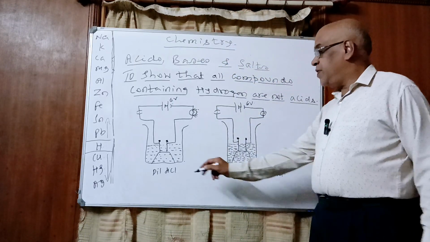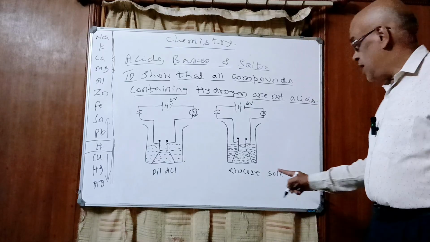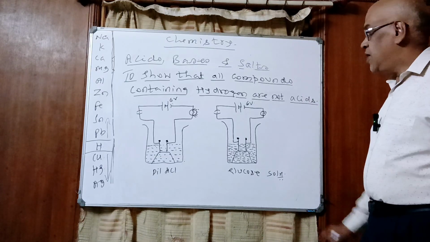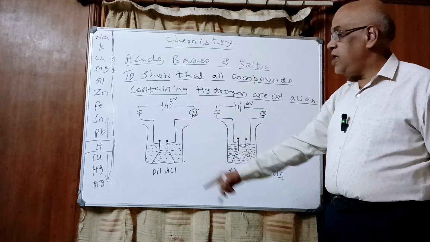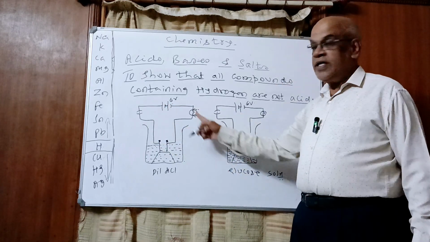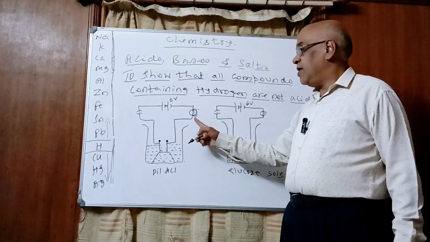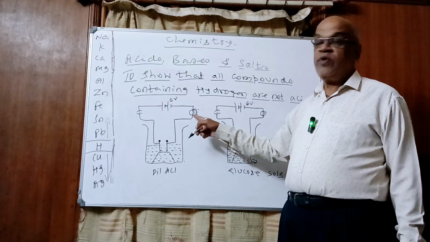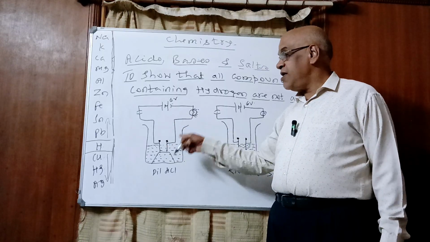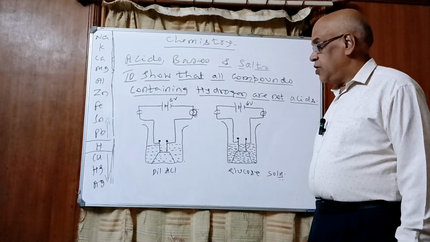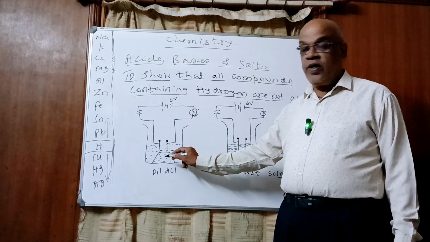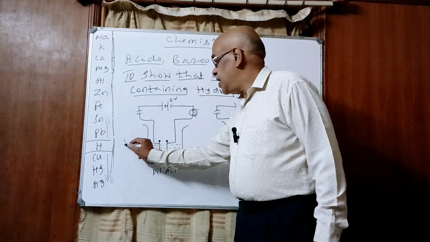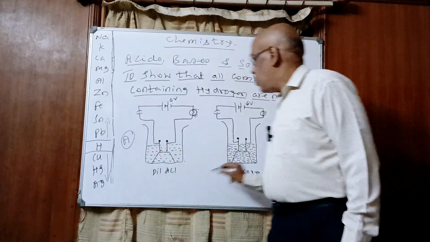Now in the first beaker I have taken dilute HCl. The second beaker contains glucose solution, children. Now when the key is on, what happens? Current passes in the circuit and the bulb glows. That's the purpose of taking the bulb. The glowing of the bulb indicates what, children? The current is passing in the circuit. Which is because of what? Hydrogen ions. The first beaker I will call A, and the second I will call B.